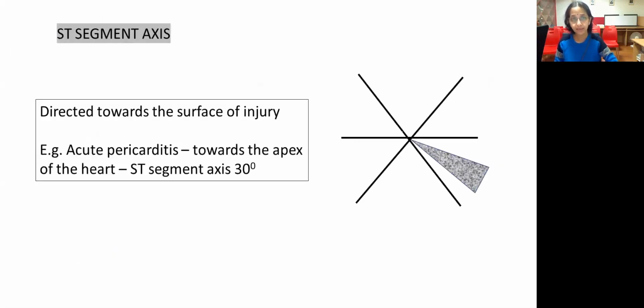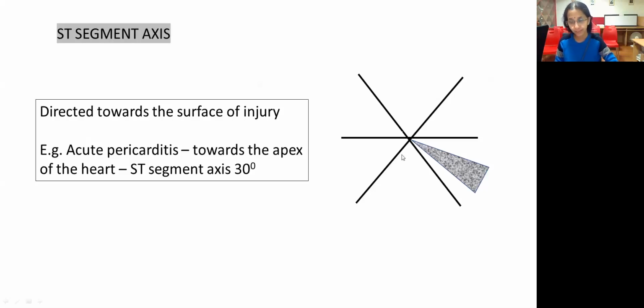Now similarly, you have an axis for the ST segment. The ST segment, as we understood, is a segment which is isoelectric and lies between the end of the S wave and the beginning of the T wave. So it's the time duration between the depolarization of the ventricles and the repolarization of the ventricles. In contrast to the T axis, the ST segment axis goes more towards the surface of injury. So the T wave axis goes away from the injury point and the ST axis goes towards the injury point.